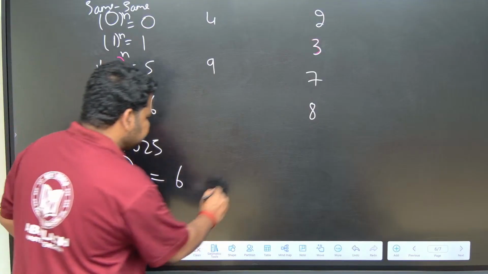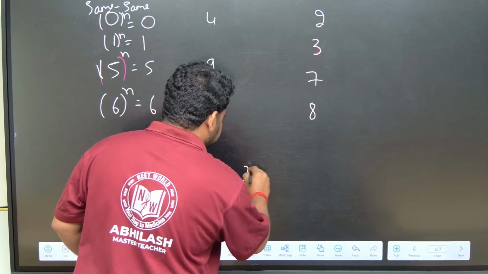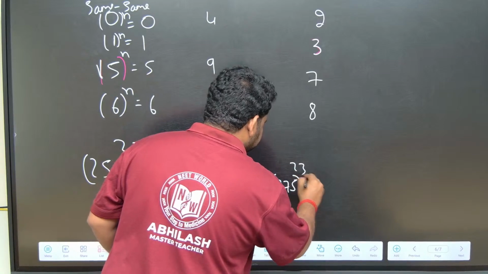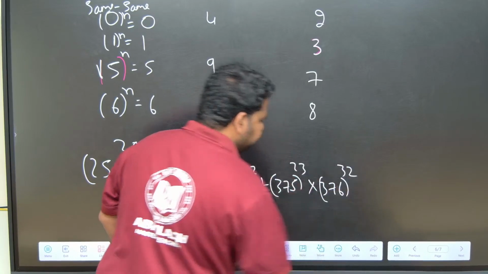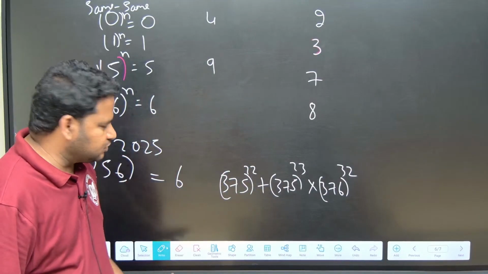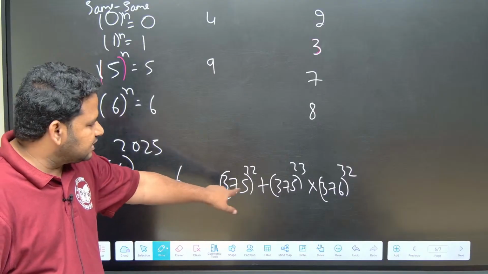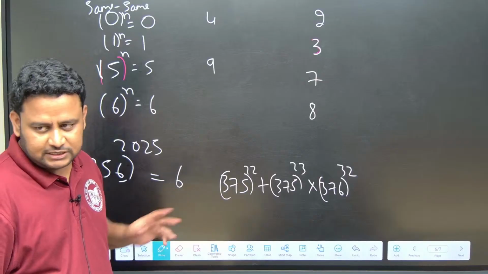But in examination they will not give such easy questions also. They can give something like 375 to the power of 22 plus 375 to the power of 23 into 376 to the power of 32. They will give it like this. Here I have told the concept of unit digit, but little simplification is required. High school maths, that I cannot teach you. If you don't know, you can go to high school and learn again.